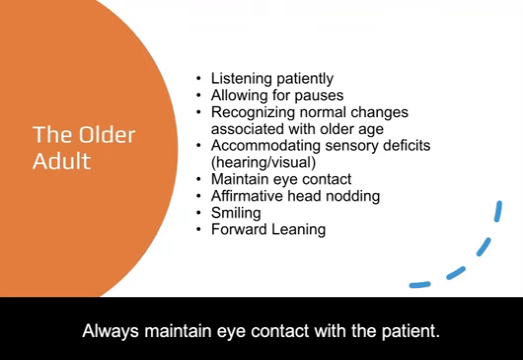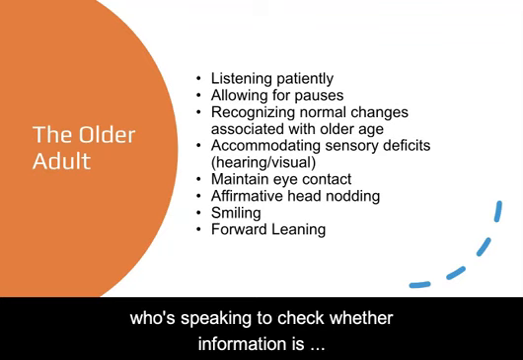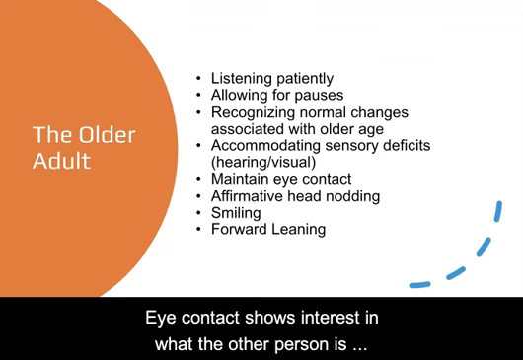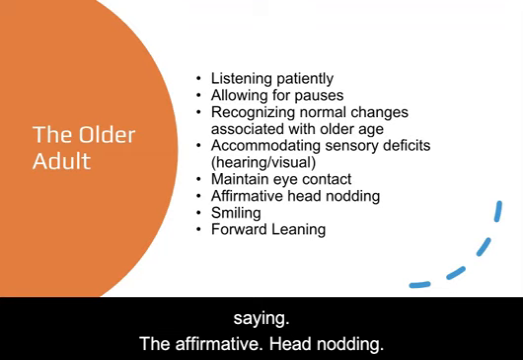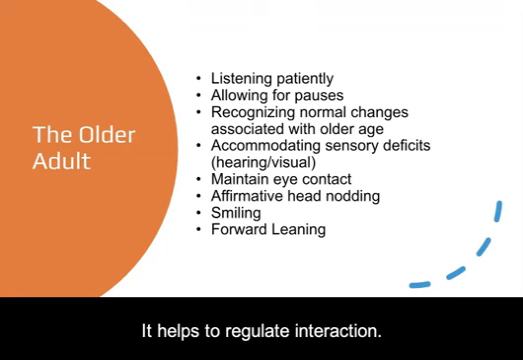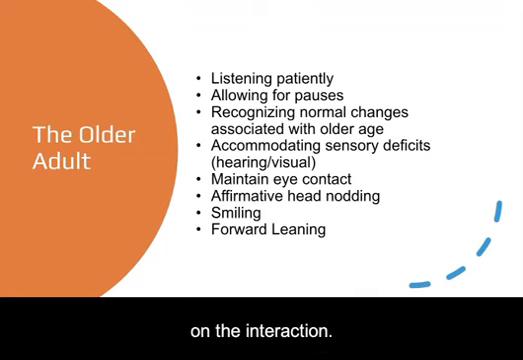Always maintain eye contact with the patient. This allows you or a patient who's speaking to check whether information is understood. Right? And it is a signal for readiness to initiate interaction with the patient. Eye contact shows interest in what the other person is saying. The affirmative head nodding, that's also very important. This is actually a very important social function. It helps to regulate interaction. It supports spoken language and allows for comments on the interaction.